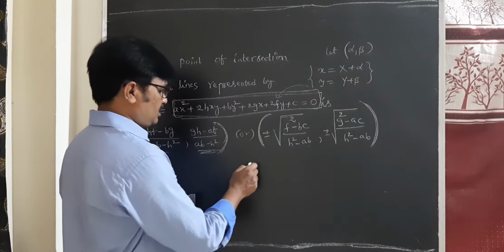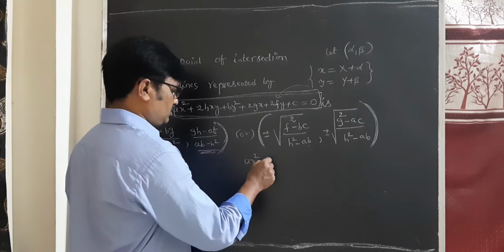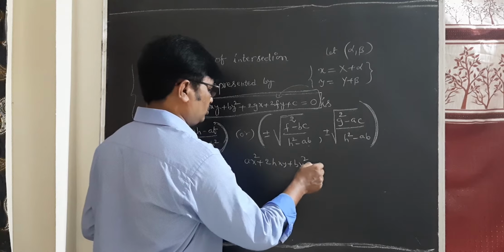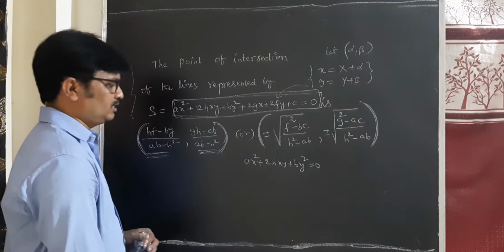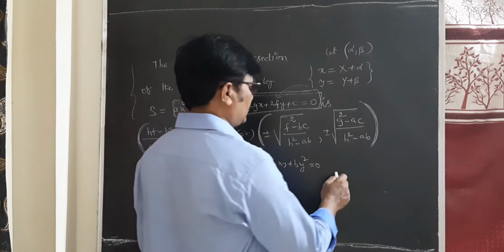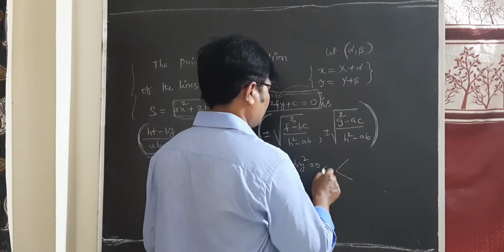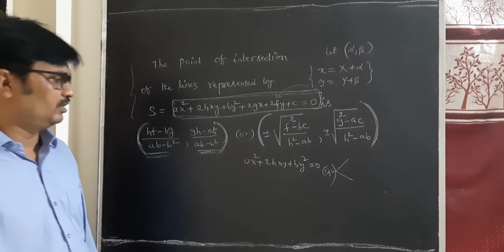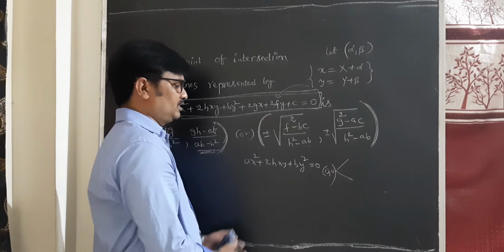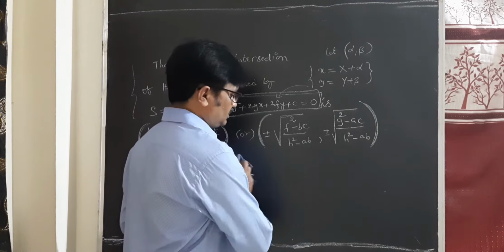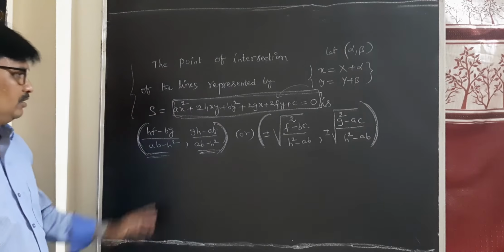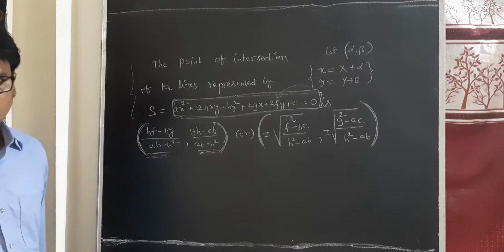Suppose ax square plus 2hxy plus by square equal to 0. My dear students, what is the point of intersection here? Undoubtedly this is passing through the origin. Therefore, the point of intersection is the origin. Okay students? So either you take this one or that one. Okay? Right.